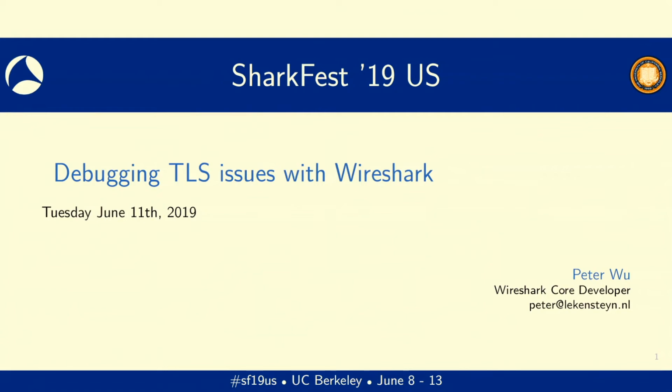So this session is about debugging TLS issues in Wireshark. It's mainly focused on the application layer point of view. So I will probably not go into timing issues or performance issues, but focus on the TLS and application.